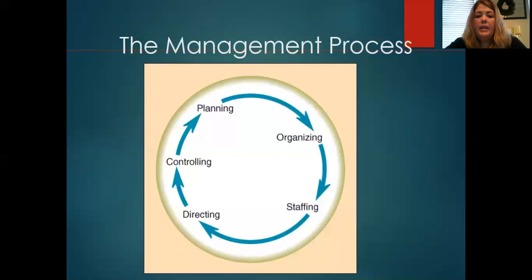So the management process, this is a graph to help you if you are more of a visual person. You would start with planning, then organizing, staffing, directing, and controlling. That's what managers do. They plan, organize, staff, direct, and control.